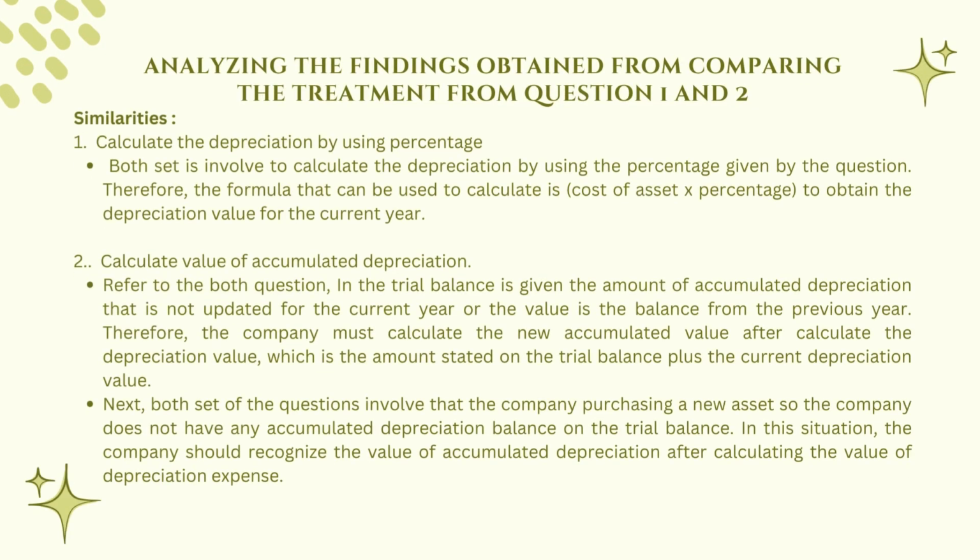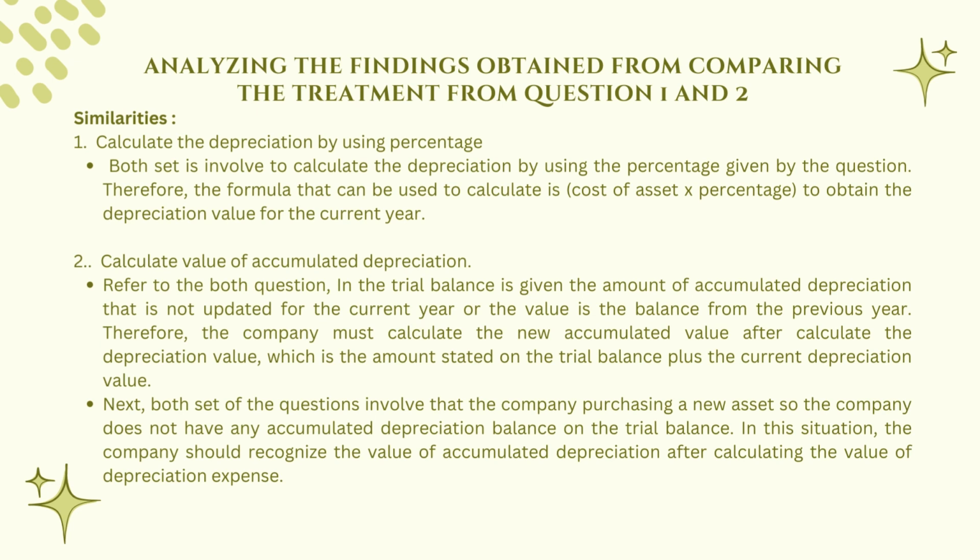Analyzing the findings obtained from comparing the treatment from question 1 and question 2. Similarities. The first similarity is calculating the depreciation by using a percentage. Both sets involve calculating the depreciation by using the percentage given by the question. Therefore, the formula that can be used is cost of asset times percentage to obtain the depreciation value for the current year.